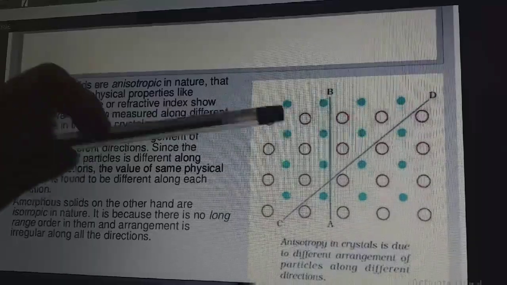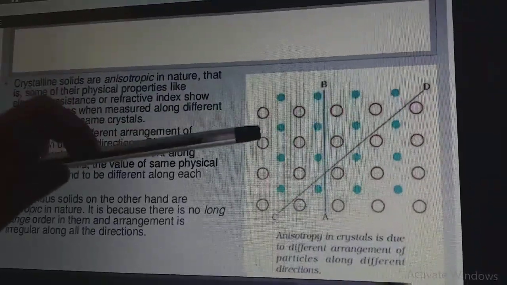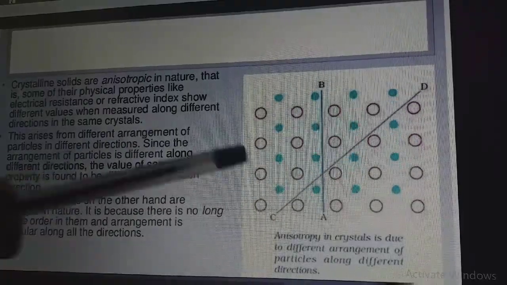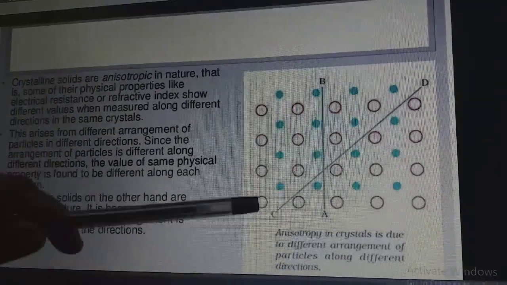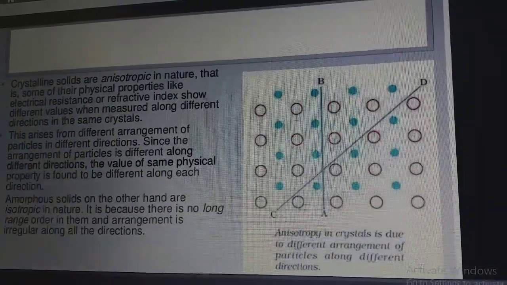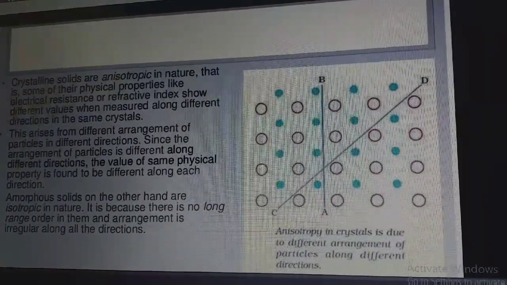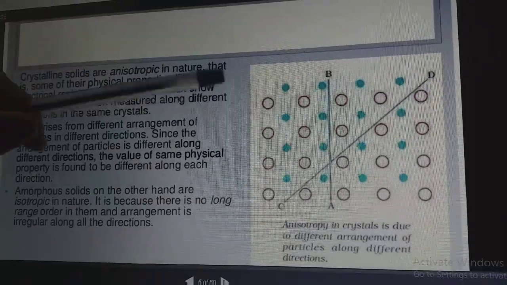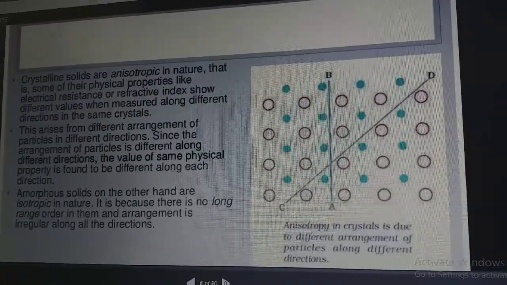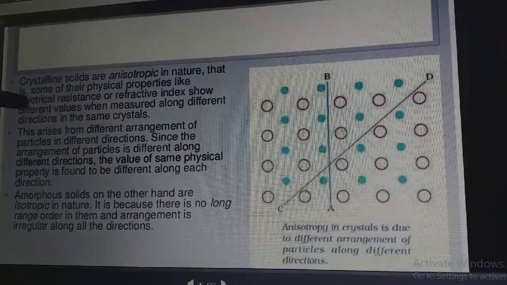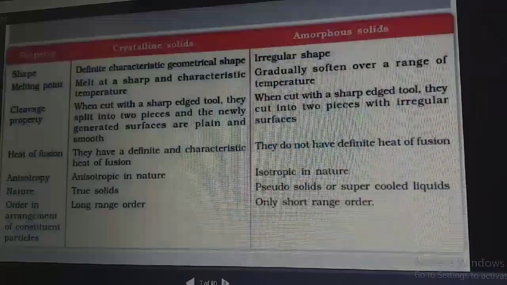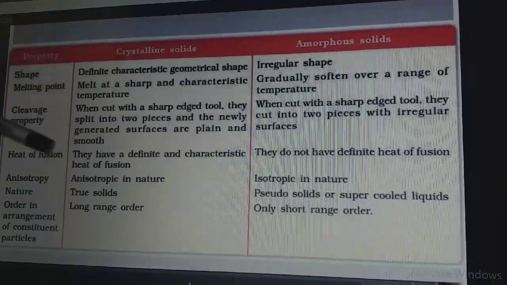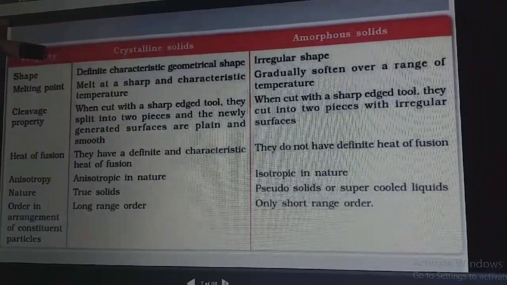So I hope you understood, crystalline solids are anisotropic in nature, and amorphous solids are isotropic in nature because they are short range order, with no regular arrangement of particles along all the directions. So I hope you understood what is crystalline solid and what is amorphous solid, and what are the major differences between crystalline solids and amorphous solids. Now the same thing is given here in tabular form. This is a very, very important question.